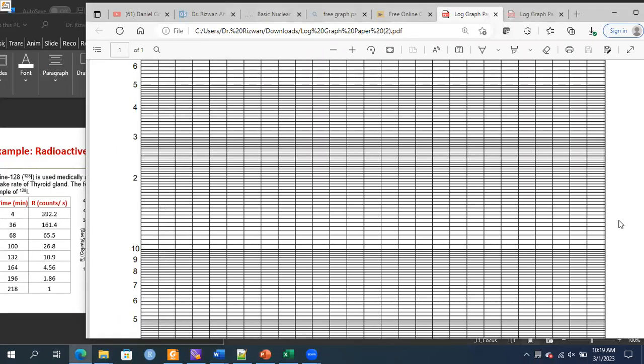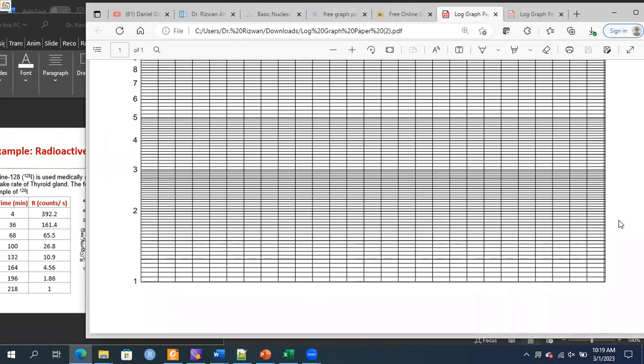The first one is the x-axis. On the x-axis, we have 1, 2, 3, 4, 5, 6, 7, 8, 9, 10, 10, 20, 30. These are 3 major divisions, and the time is from 4 to 218. So let's set the x-axis: the one major division to 100, the second would be 200, and the third would be 300. So the time would be rightfully captured in this scale.